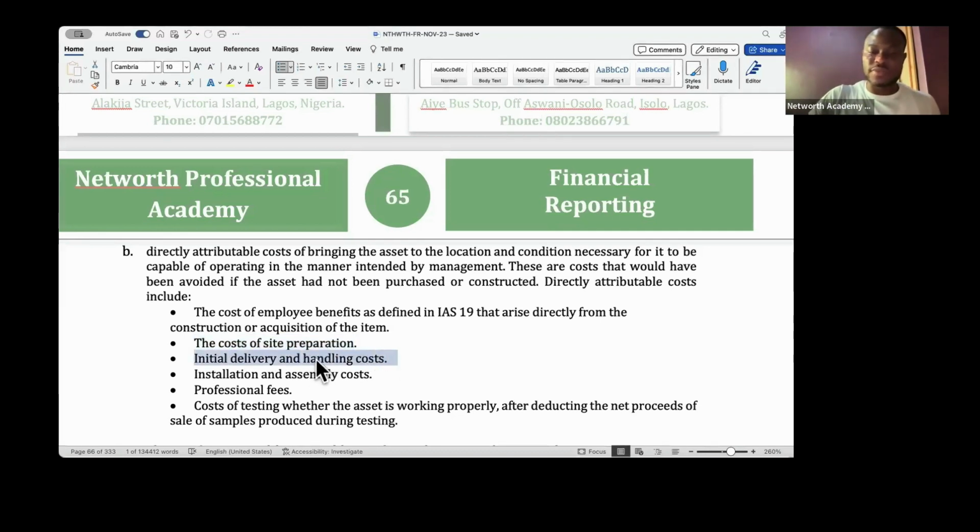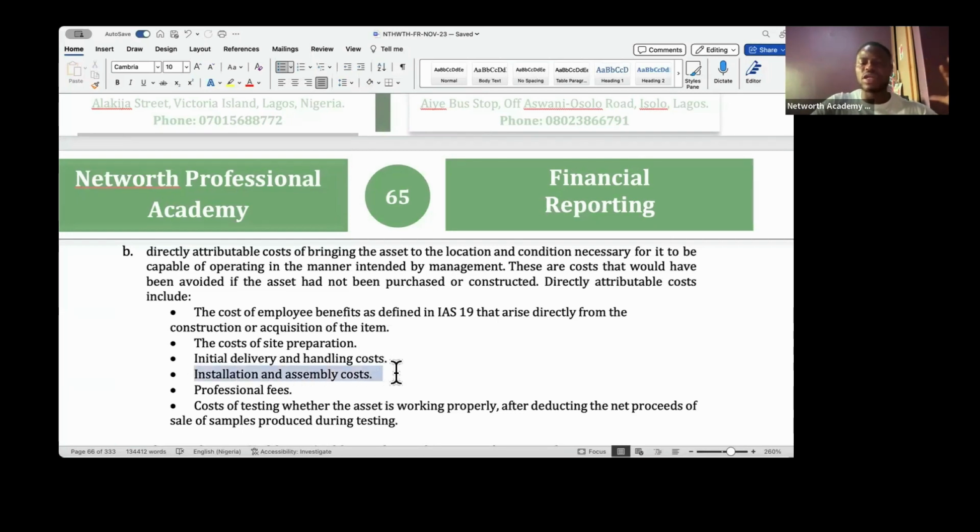Initial delivery and handling, if you have to deliver the asset, whether within the country or from outside the country, that transportation cost is part of the cost of the asset, which should be capitalized. Also is handling costs. If you have to do some kind of packaging just to ensure that the asset doesn't break in transit, or probably Agbe stopped you on the way and they had to collect some money from you, or you had to pay some taxes when you were coming. Handling costs, just to ensure it gets to its destination safely, that should be capitalized.